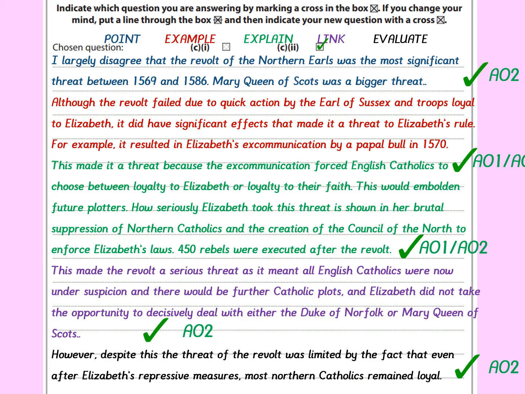So far I've demonstrated both some of the threats that were there from the revolt of the Northern Earls, but also I've linked it back to the question and said why I don't think it was necessarily the biggest threat. What we're going to have a look at now, though, are the other examples which more directly support my opinion. Notice that the dates are 1569 to 1586, which gives us some pretty obvious candidates to go for our next examples. So let's get into that paragraph.